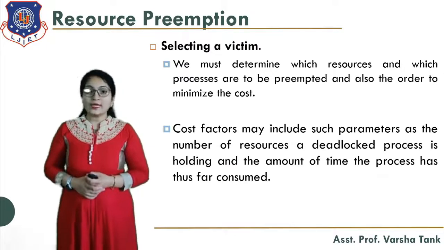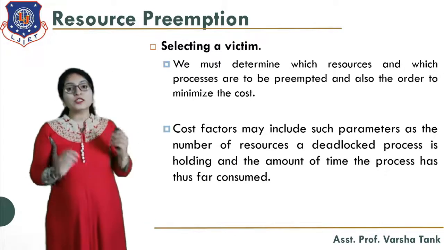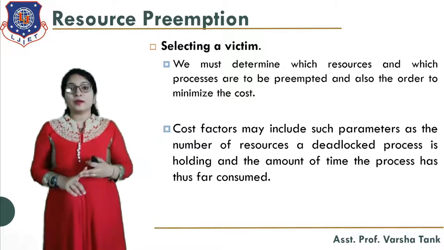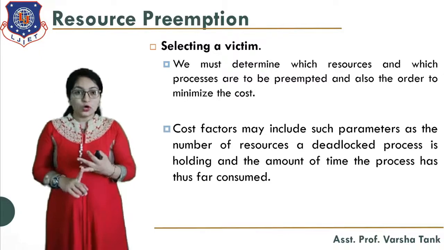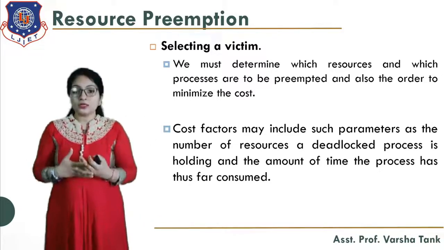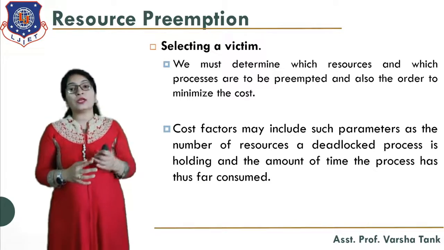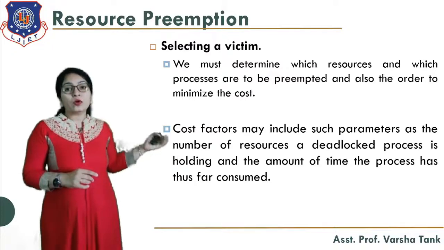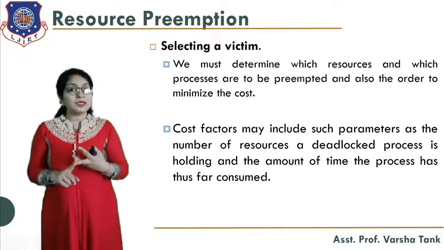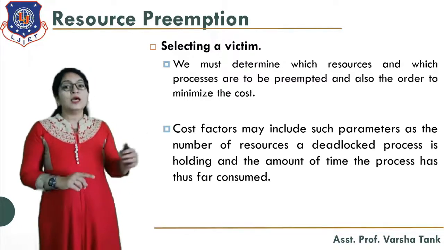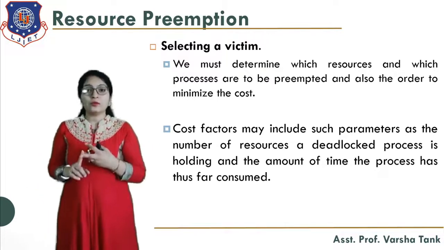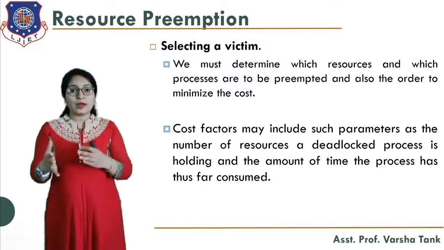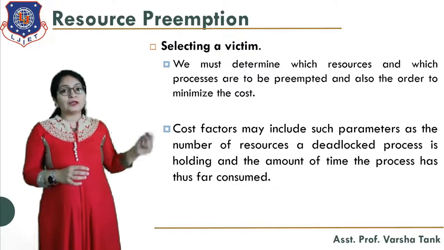First, selecting a victim. We must determine which resources and which processes are to be preempted, and also the order, to minimize cost. In the last two slides we saw the cost-affecting factors. We have to keep those factors in mind when selecting a victim process for aborting. Cost factors may include parameters such as the number of resources a deadlocked process is holding and the amount of time the process has thus far consumed.